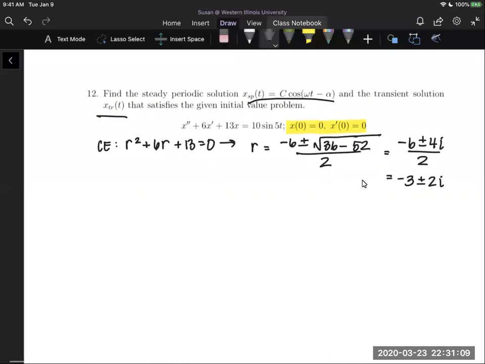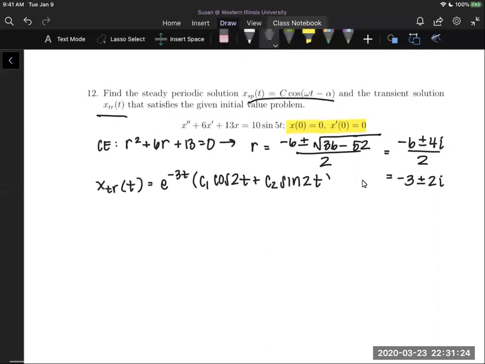So now we can write out the transient solution, which is an e to the -3t, c1 cosine 2t plus c2 sine 2t. All right, so there's the setup for our transient solution.